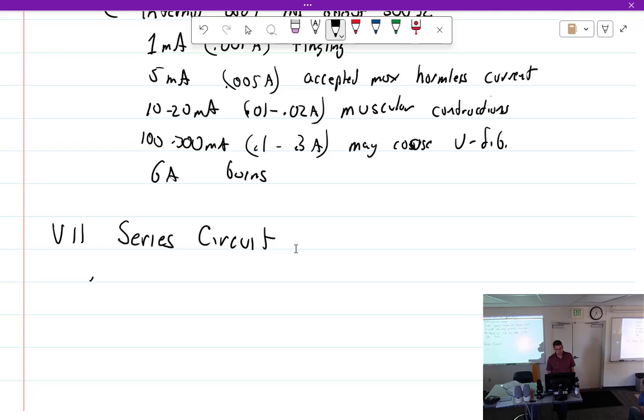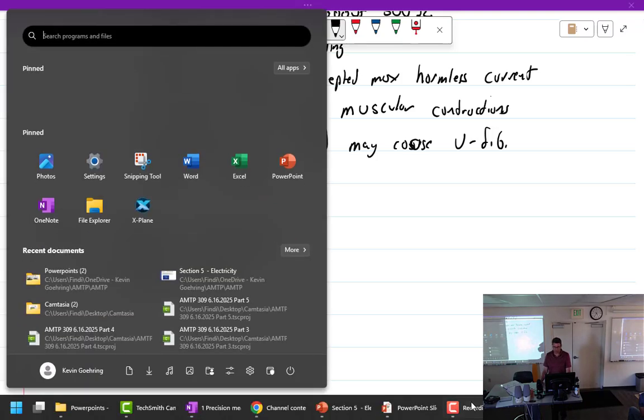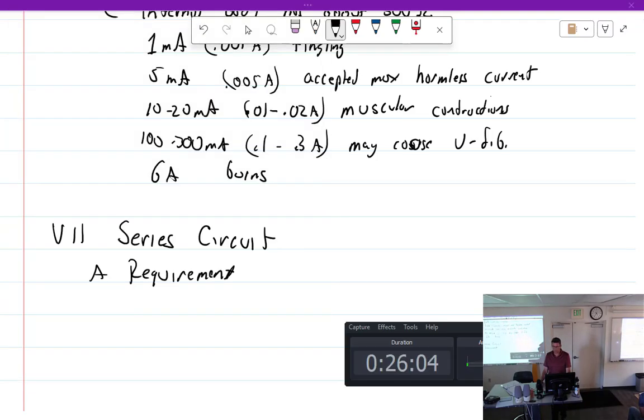Series circuit. Well, what's the requirement for that? Requirement. I think the requirement is... you guys want a break now? You kind of had one off the test. Yes? No? Okay. Everybody's afraid to say something, so I'll just make the command decision. Sure. We've only been talking for 26 minutes.